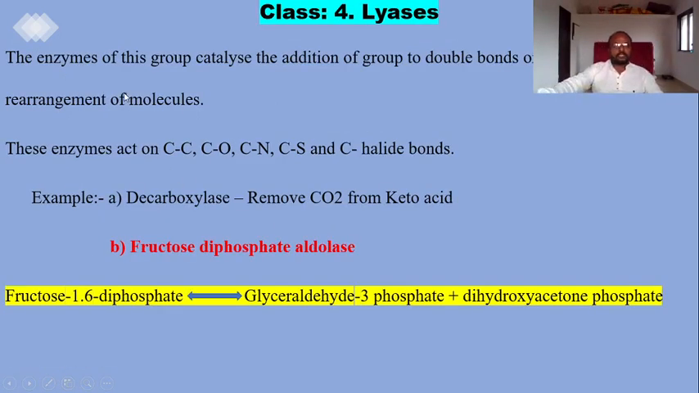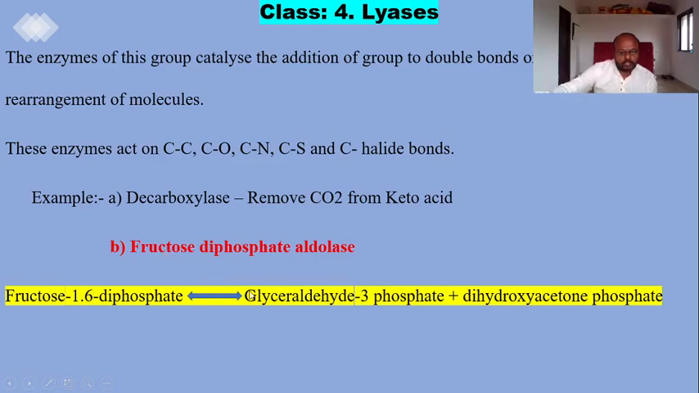Fourth class: the enzymes of this group catalyze the addition of a group to a double bond, or are catalyzed by electronic rearrangement of the molecule. So the enzymes act on this bond as well as the halide bond. The example is a decarboxylase, which removes CO2 from a keto acid.